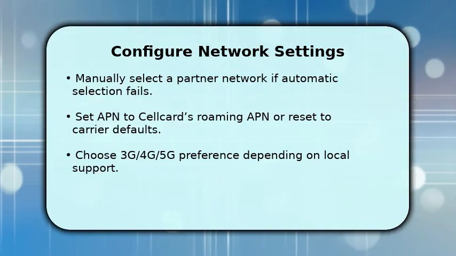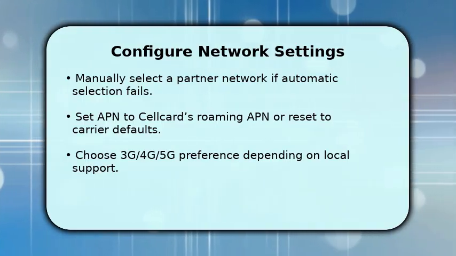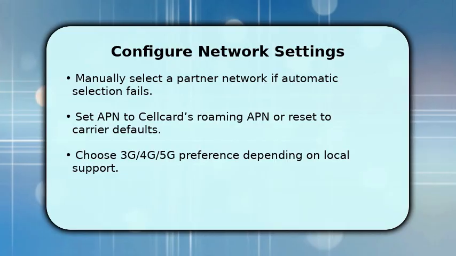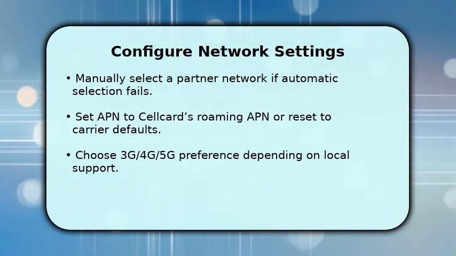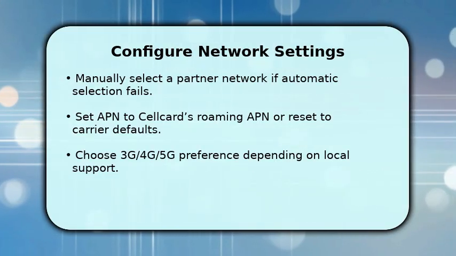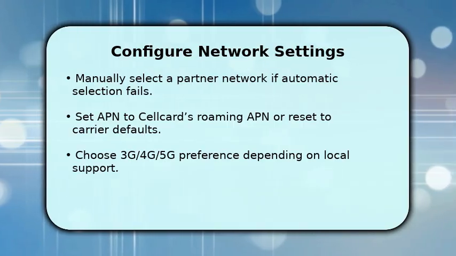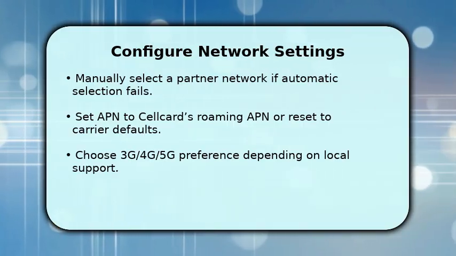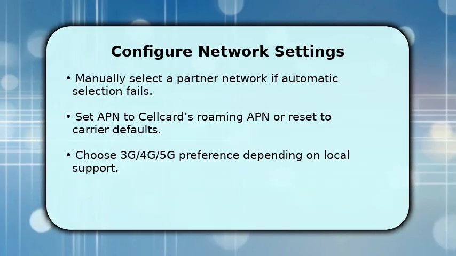First, try automatic network selection. If it won't register, pick a known local partner manually. This forces attachment. Then check APN settings, enter Cellcard's roaming APN details or tap Reset to Default to restore carrier settings, because wrong APN blocks data.